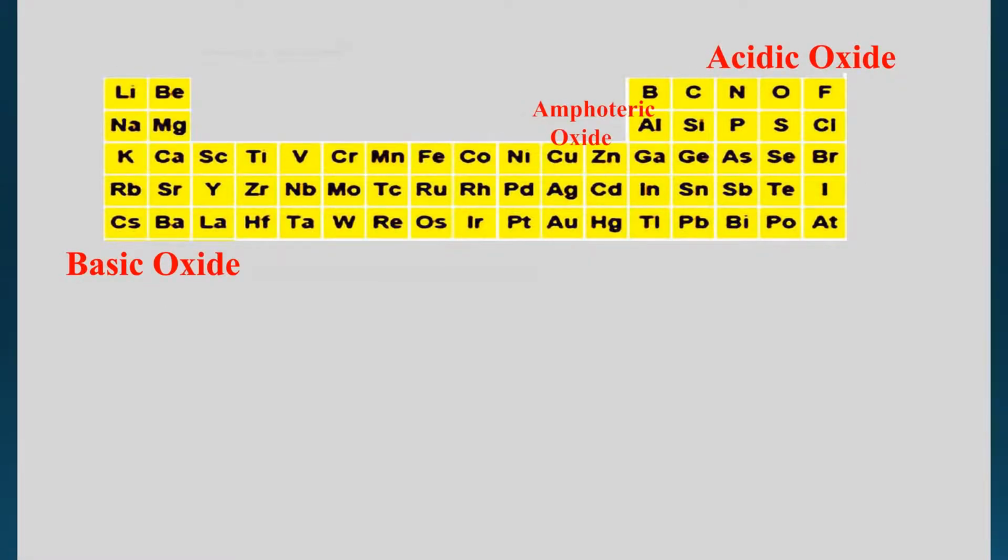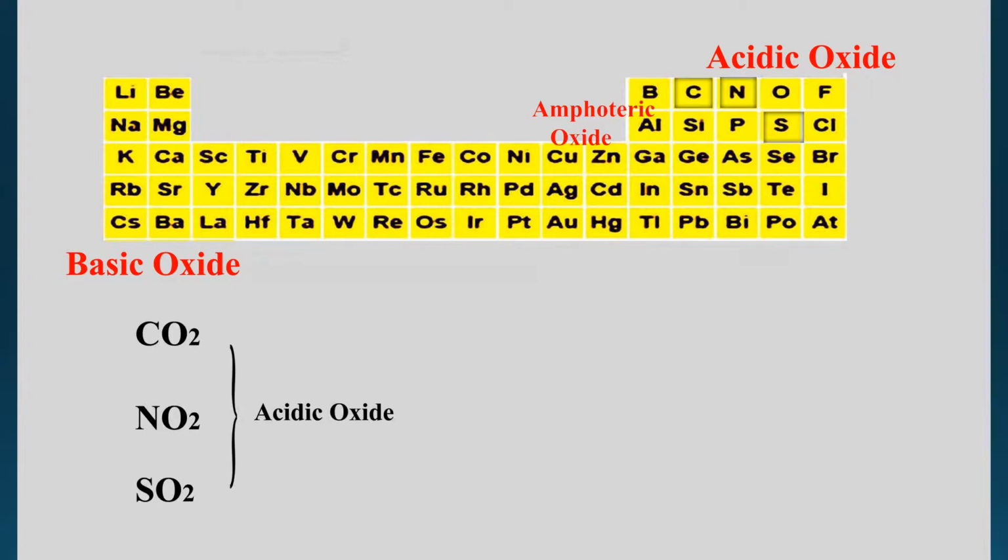Now let's look at the periodic table relationship. Remember, acidic oxides are on the right hand corner. So carbon dioxide, nitric oxide, and sulfur dioxide are the main causes of acid rain.